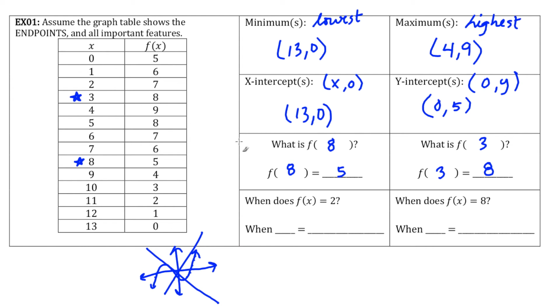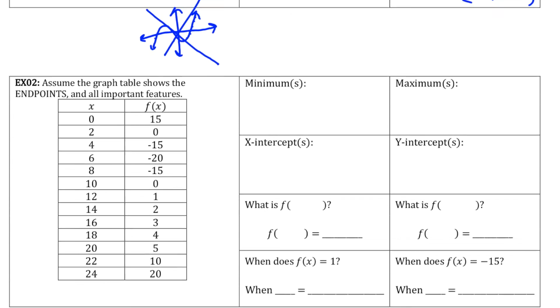When is f of x equal to 2? Remember, this is x, this is f of x. F of x is essentially y, it's just y. So when is y equal to 2? When x equals 11. When does f of x, when does y equal 8? Right here and right here. So when x equals 3 or 5.